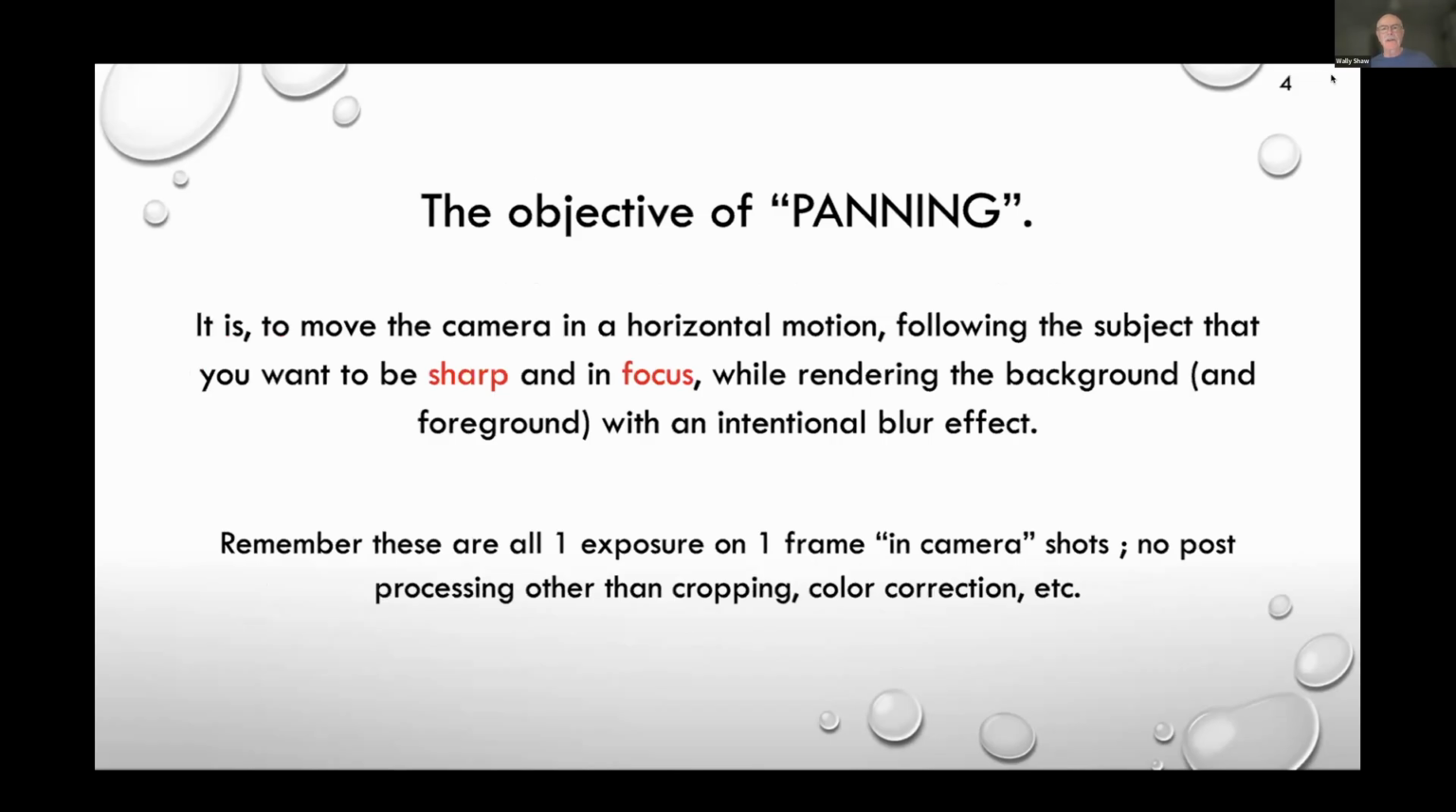So what is the objective of panning? It's to move the camera in a horizontal motion, following the subject you want to be sharp and in focus, while rendering the background and foreground, if it's there, in an intentional blurring effect. Now you need to remember, these are all one exposure on one frame in-camera shots. No post-processing other than cropping, color corrections, and the minimum type of stuff. These are not combined frames.